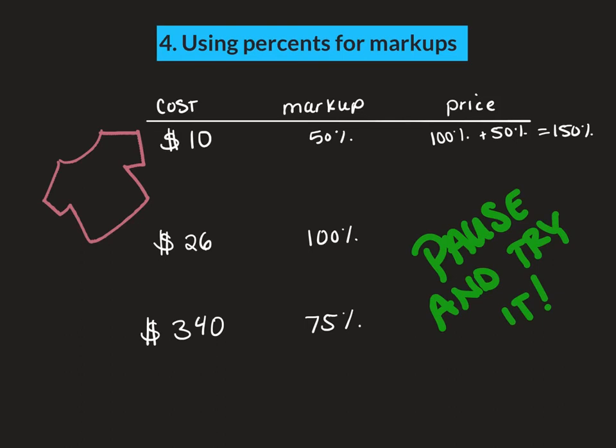Let's say our cost is $26 and we want our price to be at a 100% markup. And let's say we have another item that has a cost of $340 and we want our price to be at a 75% markup.